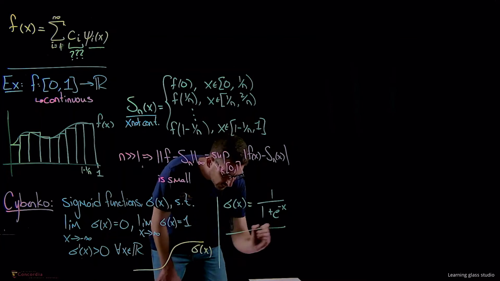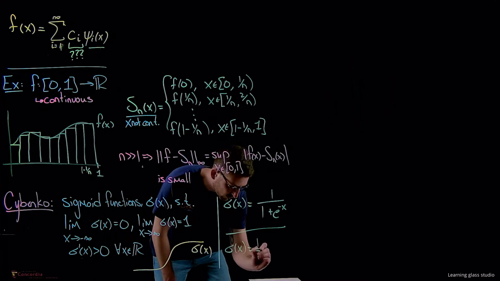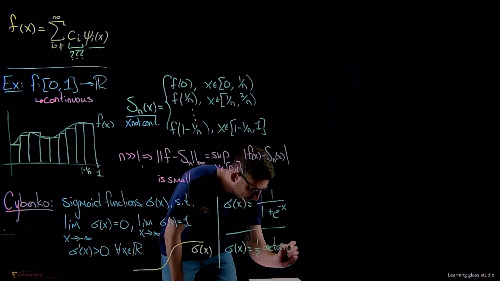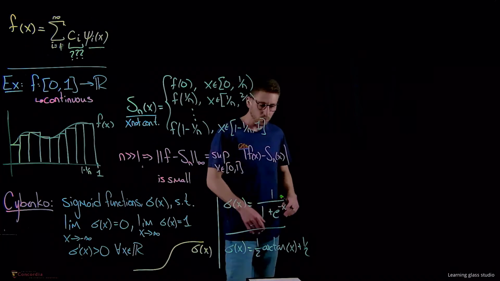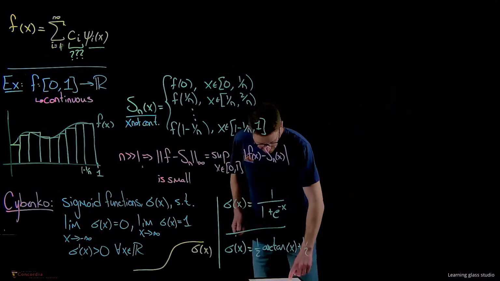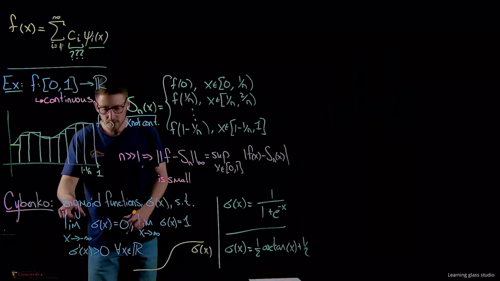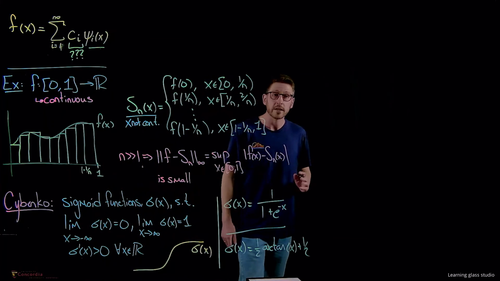Here's another one. Sigma of x is 1/2 arctan of x plus 1/2. I just had to shift it with the 1/2 to put it between 0 and 1. But again, that's an S-shaped function. That'll do. And so here's what we're going to do. We're going to use sigmoid functions to approximate every other function in this space.